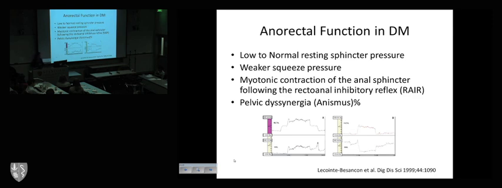So this study here was actually done looking at combined esophageal and anorectal manometry in patients with myotonic dystrophy. I believe there were 18 patients involving 3 families. But essentially what they found was that the resting sphincter pressure was actually normal or low normal. So it wasn't that there was extreme weakness in the resting sphincter pressure. The squeeze pressure was weaker.